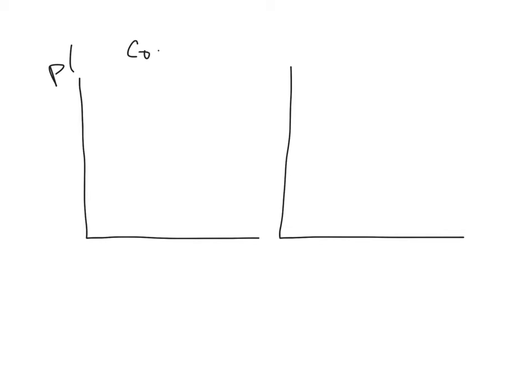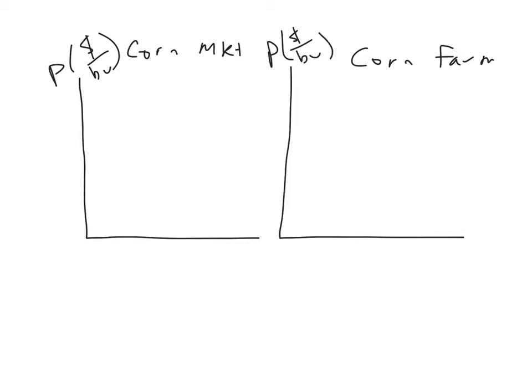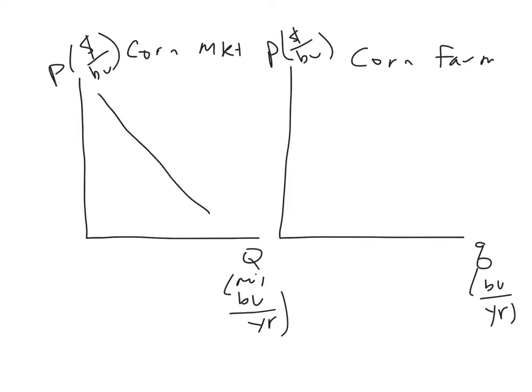This is going to be the corn market, and the corn farm, a single representative farm. Prices are in dollars per bushel for both the market and the firm. And quantity for the market is in millions of bushels per year, but for the firm, it's just bushels per year. All right, and that initial equilibrium happens where supply and demand intersect.